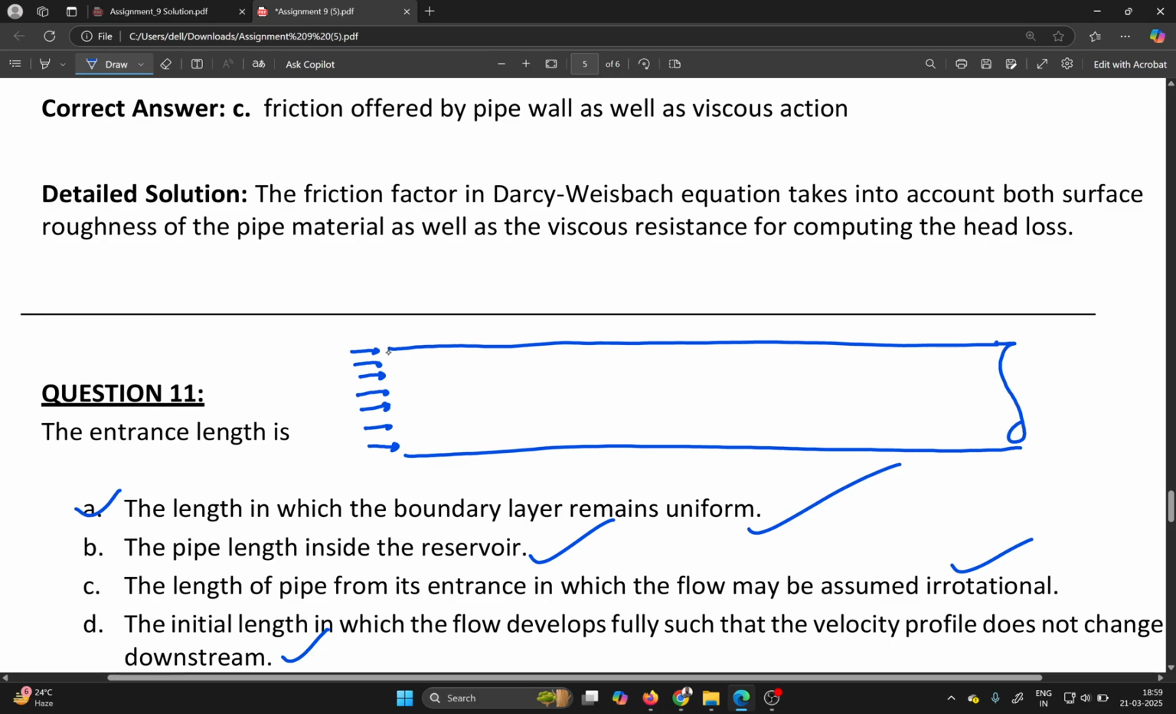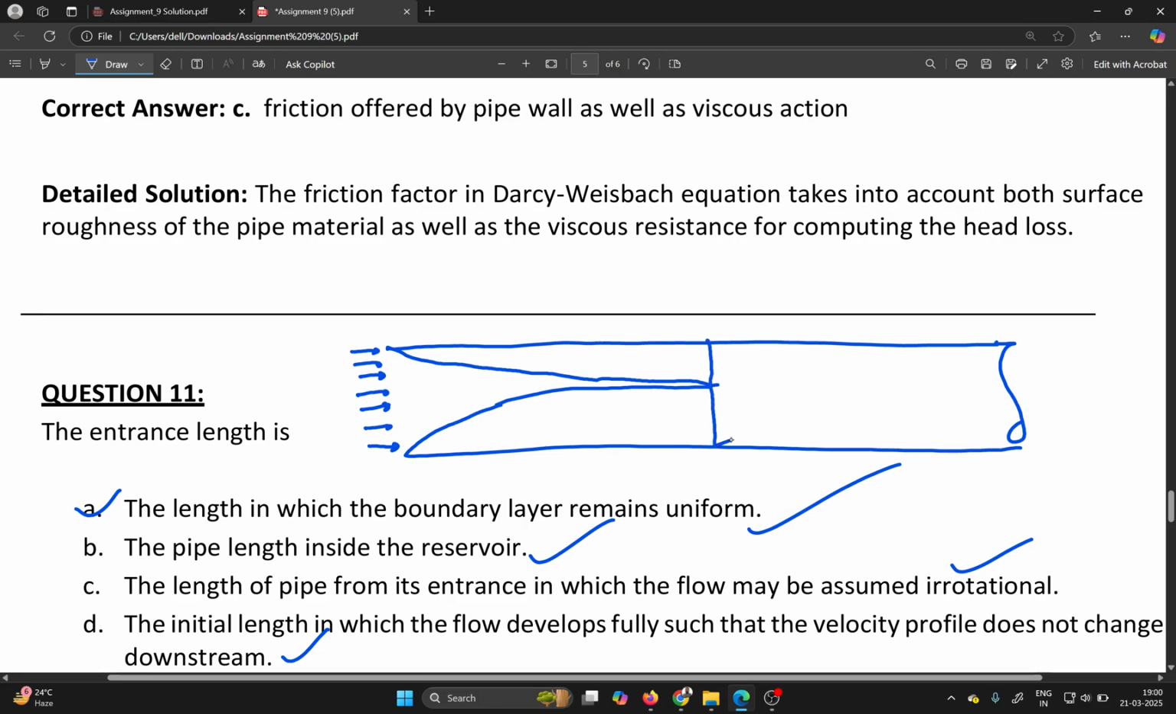As your flow enters the pipe, due to viscosity as well as friction, a boundary layer forms like that from this side also, and it will reach up to the maximum limit. It will reach like that, not above. Let me draw it very clearly. Here also your boundary layer is like that. After that, nothing.